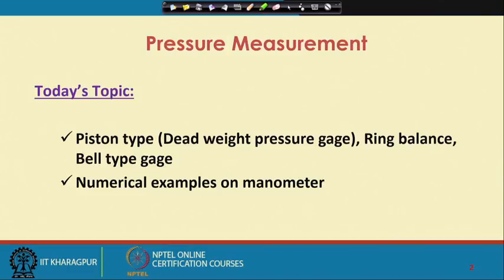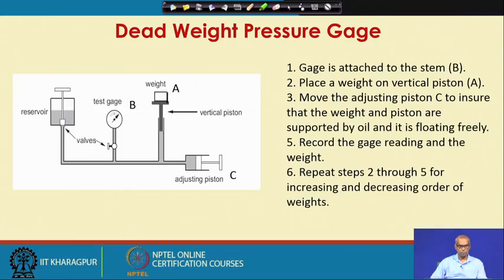we will talk about piston type or deadweight pressure gauge, ring balance pressure gauge and bell type pressure gauge. Then we will take few numerical examples on manometers. So, let us first talk about deadweight pressure gauge.